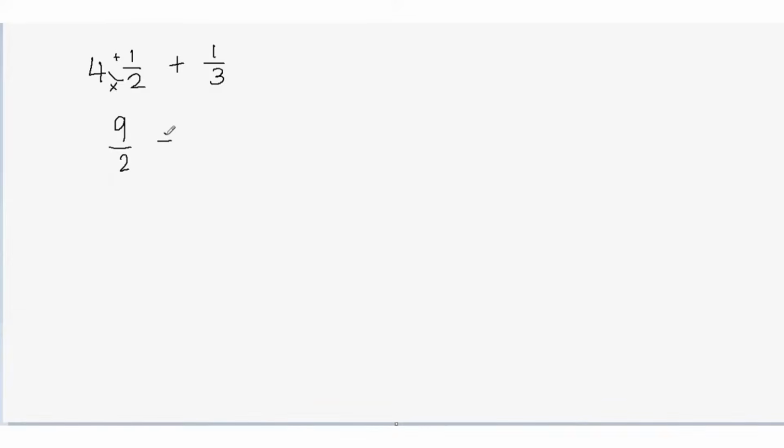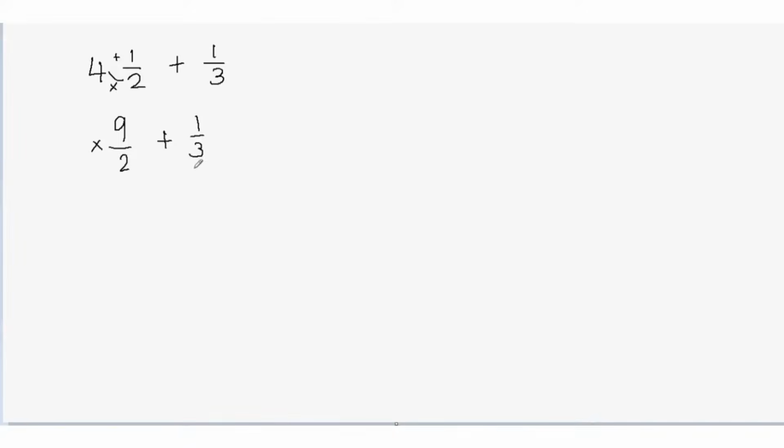Now, I have plus 1/3 here. You see that I have different denominators. When you have different denominators, you cannot add the fractions. You need to find the common denominator. So what I'll do is multiply each fraction with each other's denominator. That means I'll multiply this fraction with this fraction's denominator, and this fraction with the other fraction's denominator.